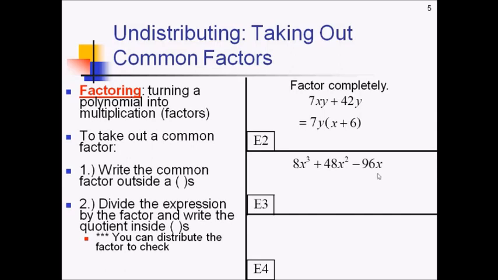All right, here's another expression for you to try factoring. Pause the video and try this one on your own. All right, so hopefully you came up with 8x as your greatest common factor. All of these numbers are divisible by 8. It's the biggest thing they're all divisible by. And they're all divisible by an x.